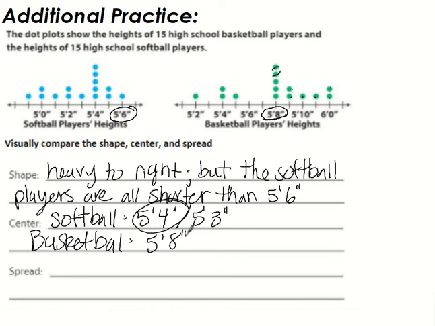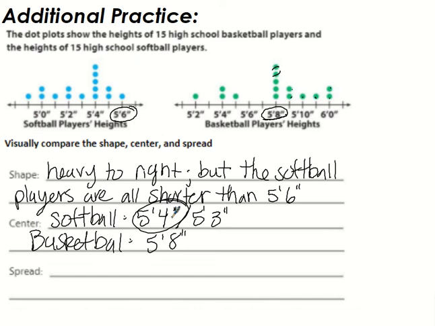All right, last thing we're going to compare is their spread. I just want to point out, this also proves that the softball players are definitely shorter. If their center is 5'4" and their center is 5'8", the softball players are on average shorter. So spread is how far apart are they? Like, is it wide or is it close together?